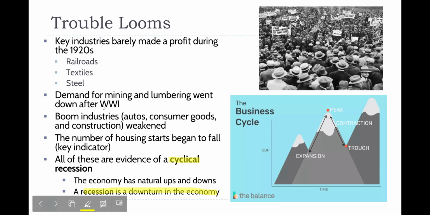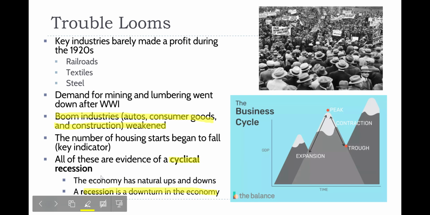So key industries were barely making a profit because of World War One. World War One was a boom, with a lot of demand for different industries, so you started to see that go away when the war was over. The 1920s were also a time of a lot of consumer spending. As people bought more stuff, they tended to run out of money, and when you buy a car or a lot of consumer goods, you don't need to buy a lot again within a small period of time. So once people had everything, they kept producing these things, but there just weren't enough people to buy them. The number of housing starts began to fall, which just means that the housing market is usually a key indicator of the economy. You don't need to memorize every single one, but know a couple examples of cyclical recession.